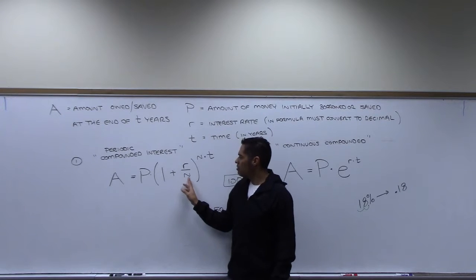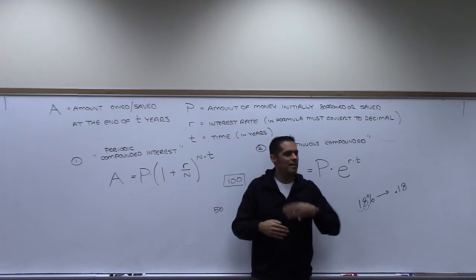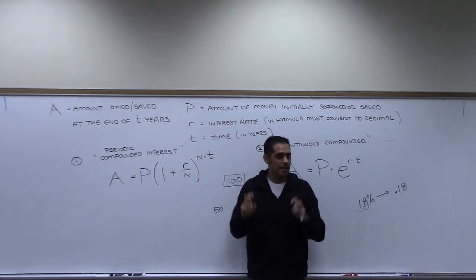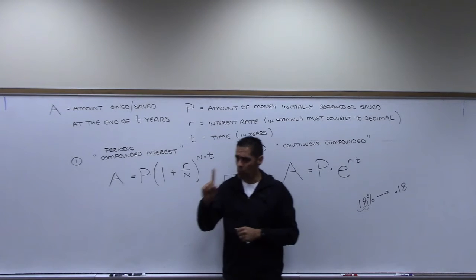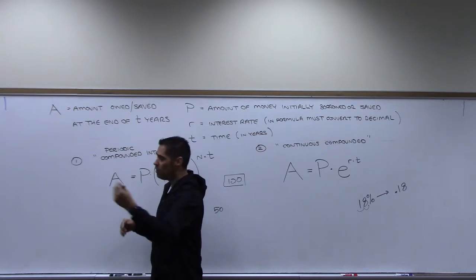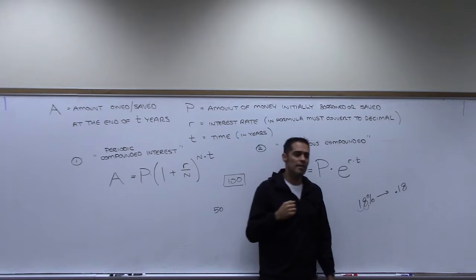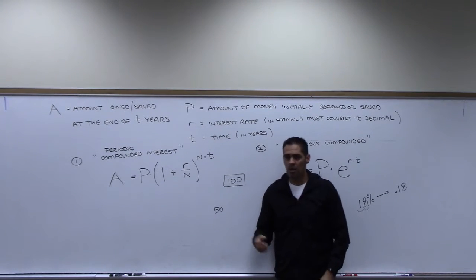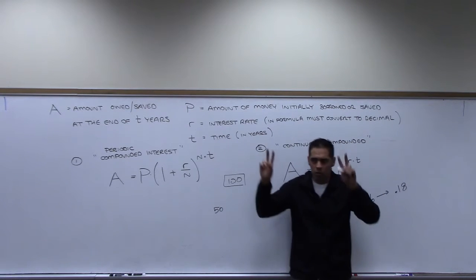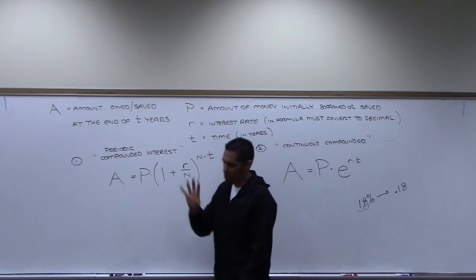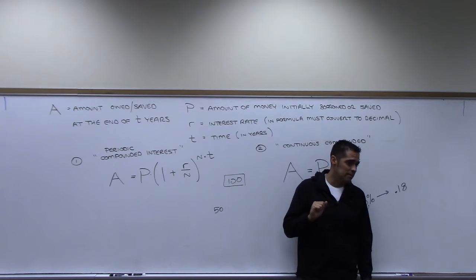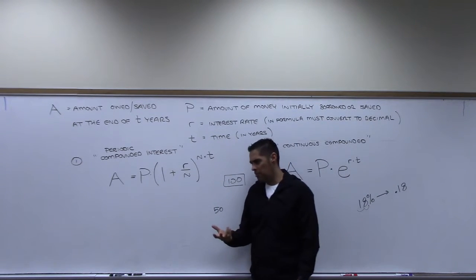So N, actually, in the formula, N is how many times they're going to compound the interest per year. So if they only compound the interest one time, then that would be annually, that would be 1. If they compound the interest twice a year, then it's semi-annually, and N would be 2. What if they compound the interest quarterly? That's 4 times a year, so N would be 4. What if they compound the interest monthly? N would be 12. Understand?